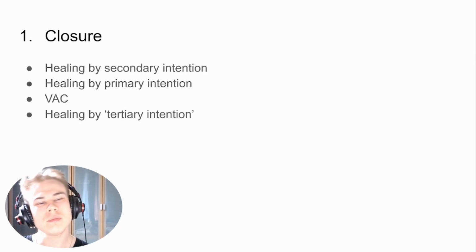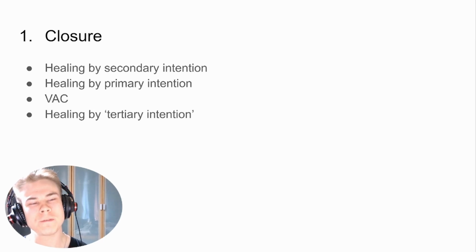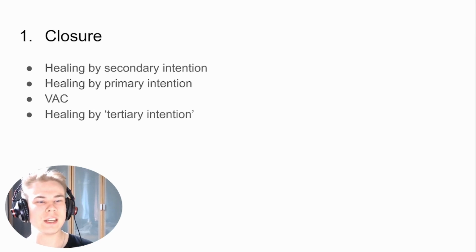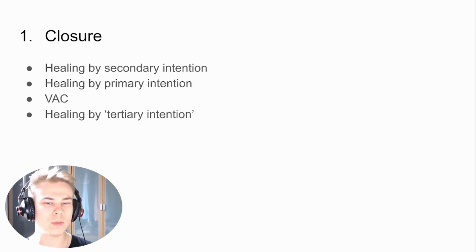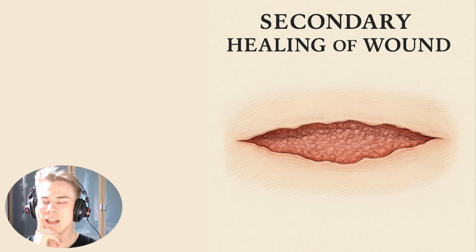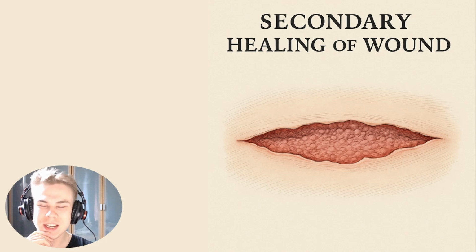So I'm going to present four different methods of closure. The first one is healing by secondary intention, then healing by primary intention, then vacuum-assisted closure, and then healing by the so-called tertiary intention. And we'll go through all these in turn. So this is secondary wound healing, and this is actually a really good picture by ChatGPT. Secondary comes before primary because secondary is less involved.